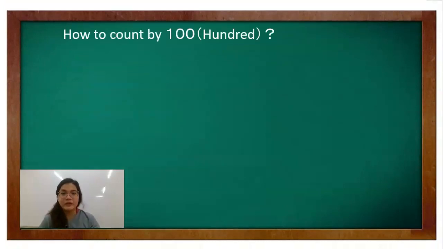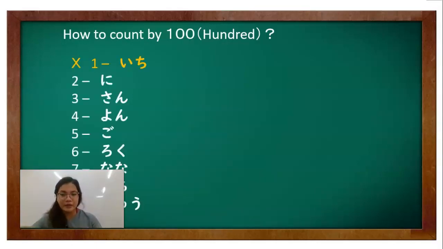Okay, so now we will learn how to count by 100. Since we already know how to count from 1 to 99, this time let's count from 100. Again, it's important that you know the ones place, and remember 100 is hyaku. Hyaku, with a small ya. Okay, so let's count by 100. 100, 200, 300 up to 900.